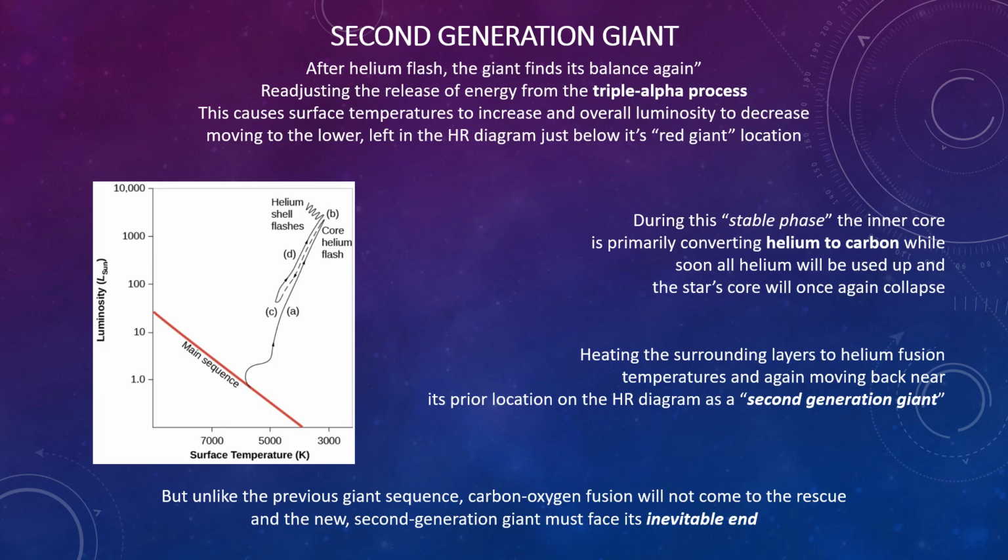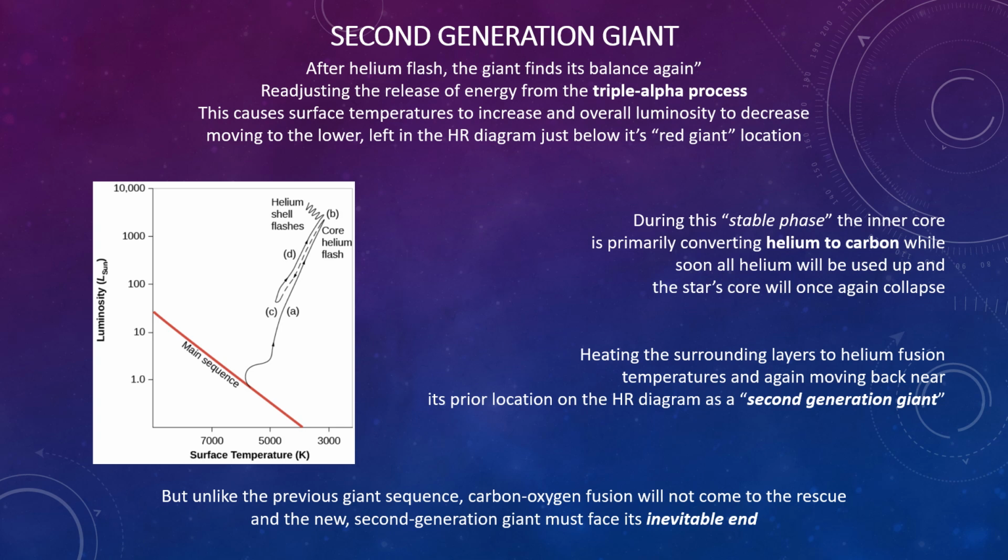After the helium flash, the giant star begins to find its balance again, so to speak. It needs to readjust for the release of energy from the triple alpha process. So this causes the surface temperature to increase and the overall luminosity to decrease, moving it to the lower left part of the HR diagram just below the red giant section.